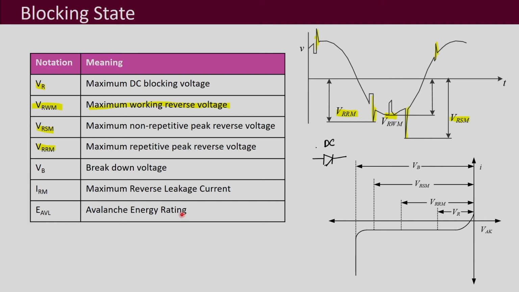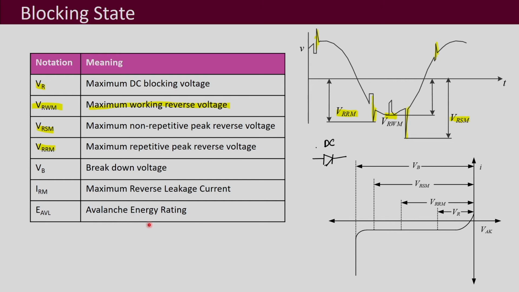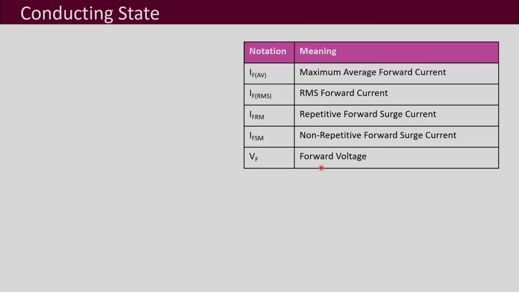Now, if you exceed the voltage ratings, the diode does not always break down immediately. It can withstand a certain amount of energy, which is called your avalanche energy. If the energy associated at that time and the current through it are lesser than those avalanche ratings, then the diode may still survive. So, those avalanche energy ratings are also many times specified in the data sheets.